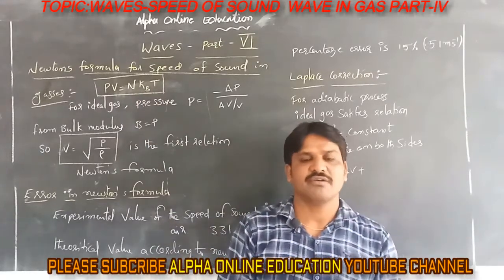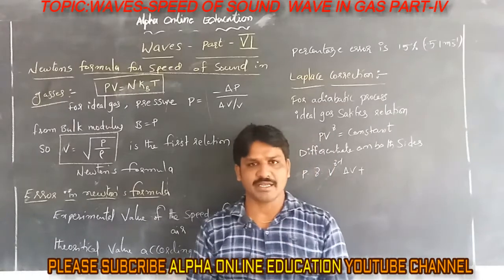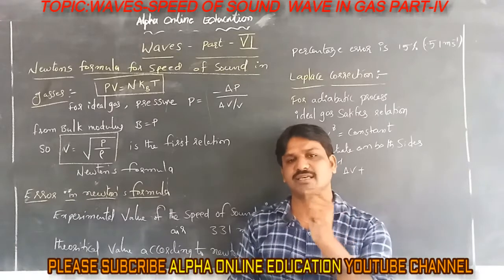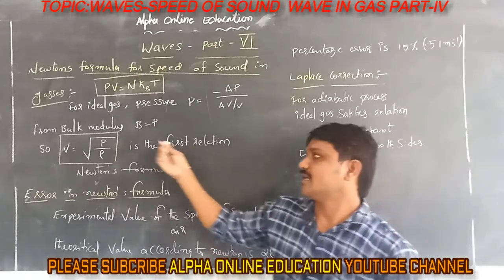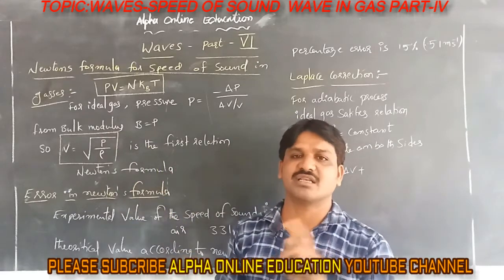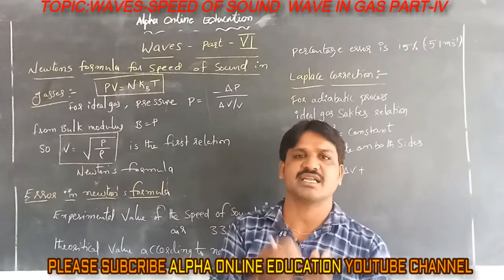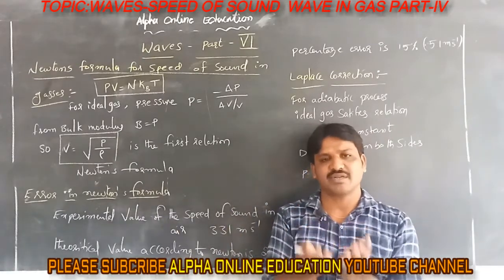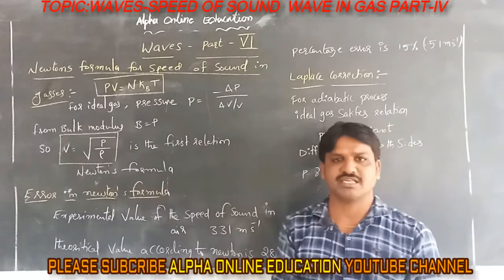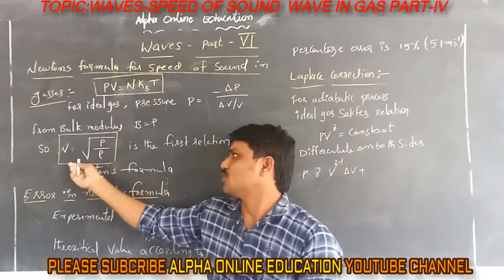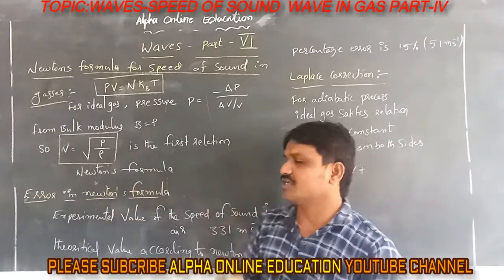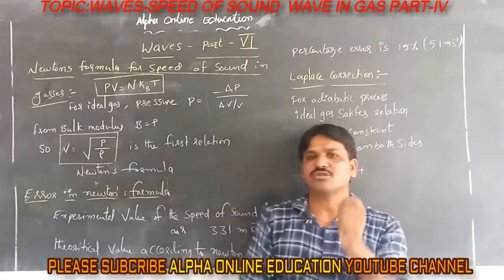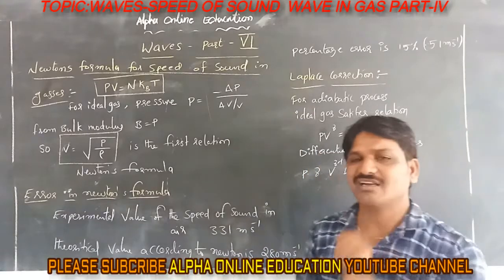Newton assumed that when sound propagates in gases, it is an isothermal process, and the temperature always remains constant, because the heat is exchanged with the surroundings whenever the pressure is applied. Using the bulk modulus of elasticity with that assumption, he got the equation v is equal to root of P by rho. This is the first relation, Newton's formula, but a small error is there.